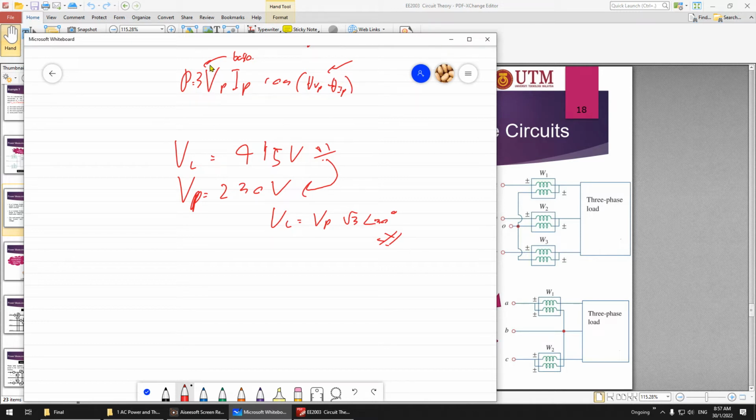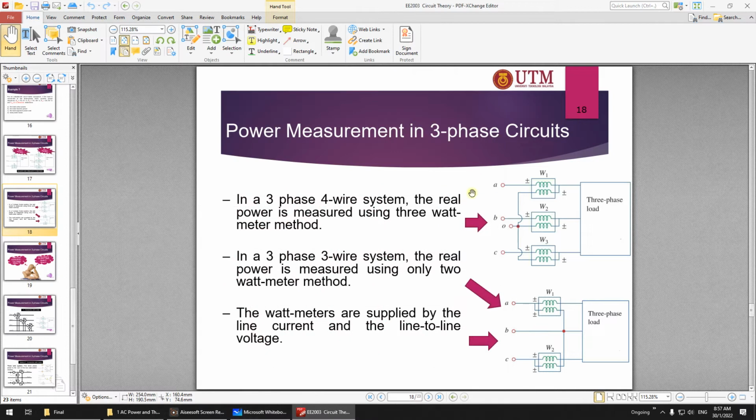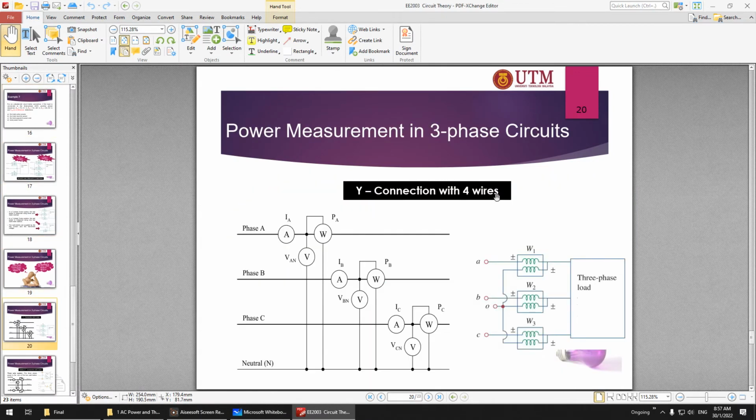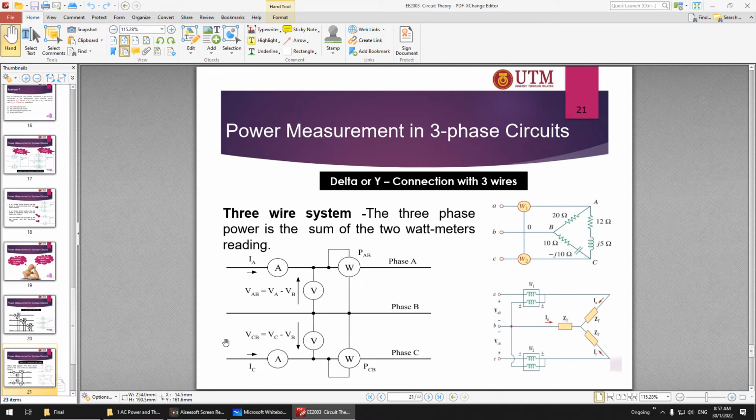Be careful. For balanced you multiply by 3, but for unbalanced you have to add them one by one. You have to know how to calculate the power, and make sure you know how to draw this. The 4 wire, for 4 wire only. This is for Y connected 4 wire. Other than that, you have to use the 2 wattmeter method.